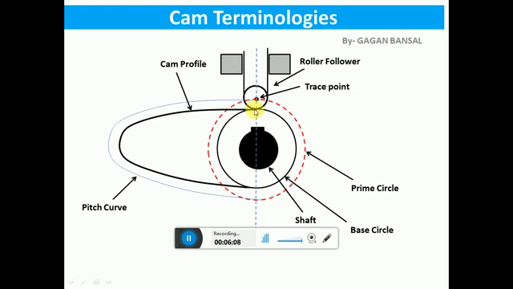So the path followed by the follower surface in contact is known as the cam profile, whereas the path followed by the trace point is known as the pitch curve.